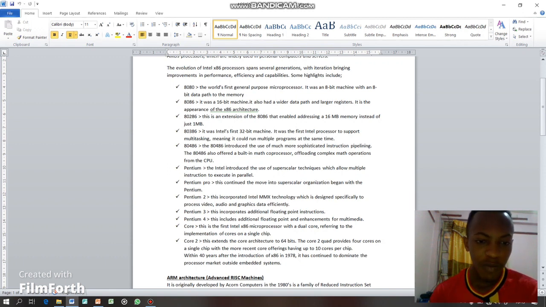After the Pentium 4, we went on to the Core, which was the first Intel x86 processor with a dual core, referring to the implementation of cores on a single chip. This was a remarkable invention, and it gave way to the implementation of putting more cores on a single chip.